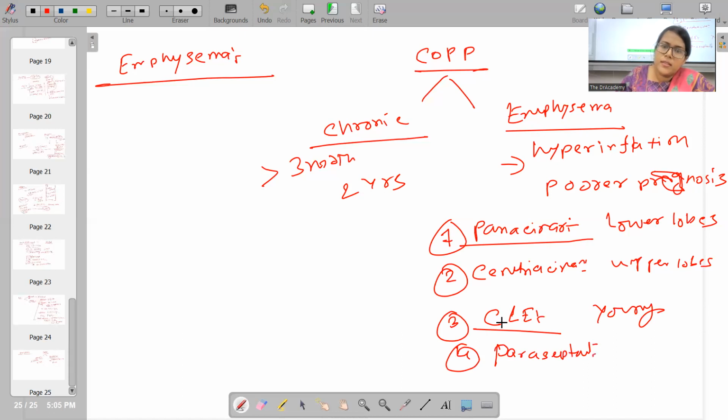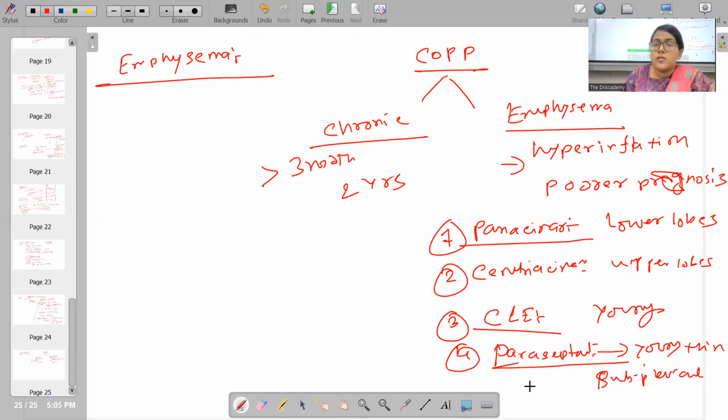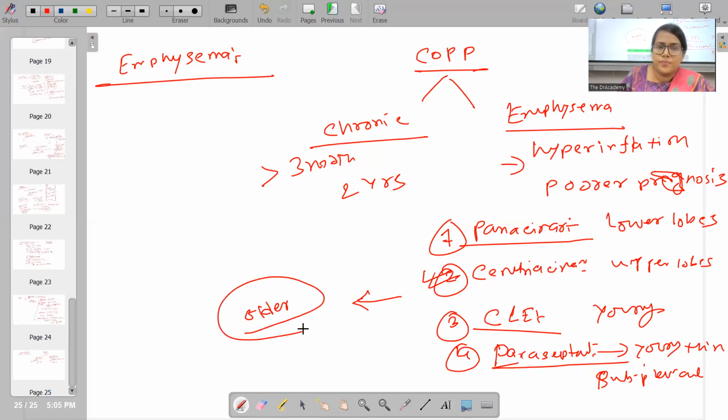Paraseptal, this is mainly seen in young, thin individuals, and location is subpleural. They can easily rupture and cause spontaneous pneumothorax, the paraseptal variety. Okay, centriacinar is mainly seen among the older patient. All right, that's literally all you need to know.